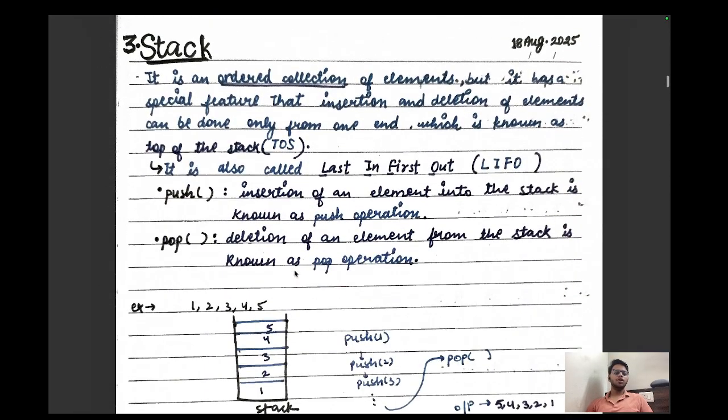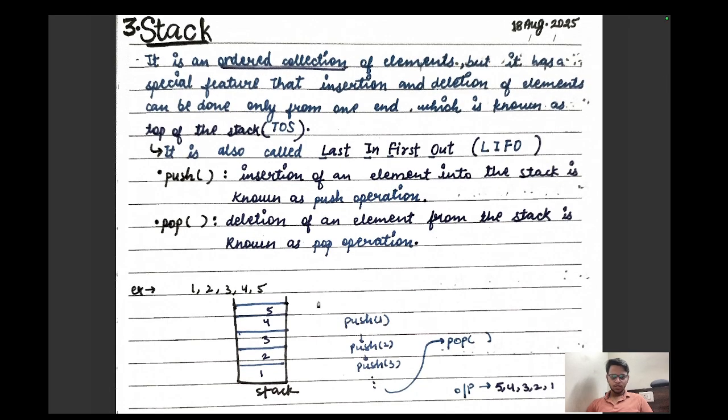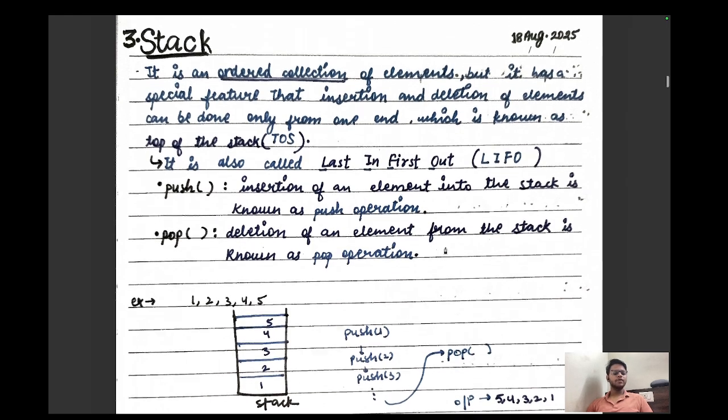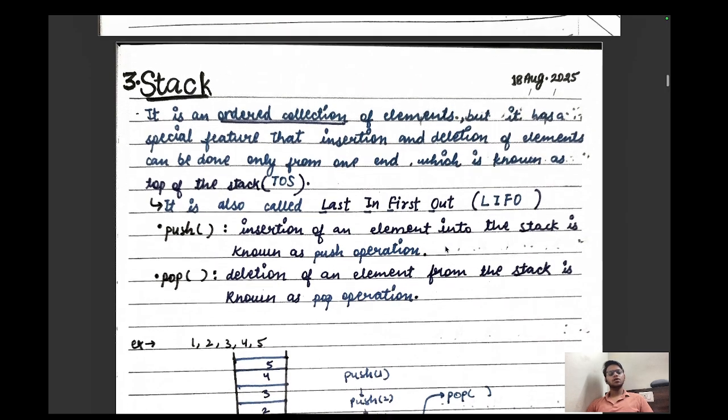So the third data organization is the stack. Let us now quickly read what is written over here. Stack is an ordered collection of elements, but it has a special feature that insertion and deletion of elements can be done only from one end, which is known as the top of the stack. It is also called the last in first out feature of the stack. We can have two operations in stack, which are push and pop.